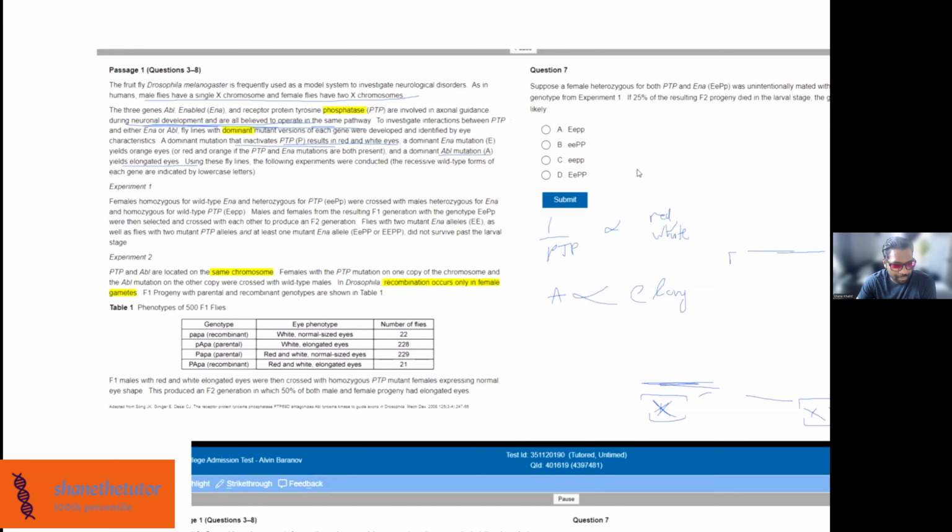Flies with two mutant ENA alleles, big E, as well as flies with two mutant PTP alleles and at least one mutant ENA allele, so the genotypes could be big E, big P, did not survive past the larval stage. Okay, so let's talk about what that means.